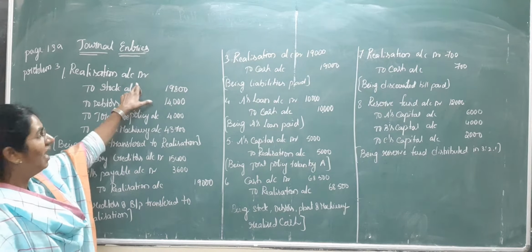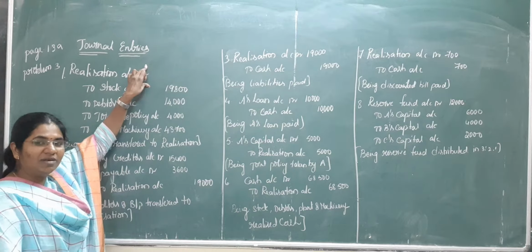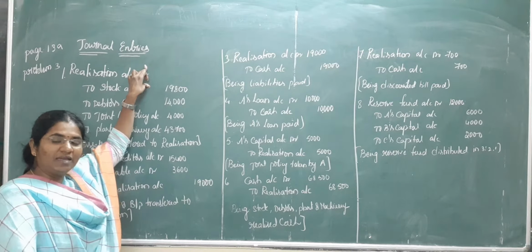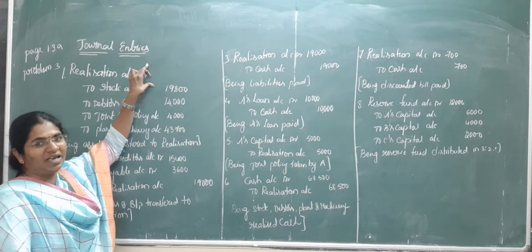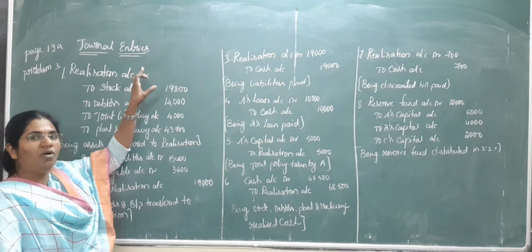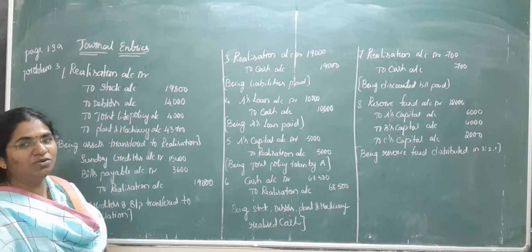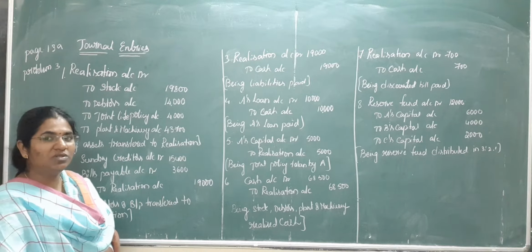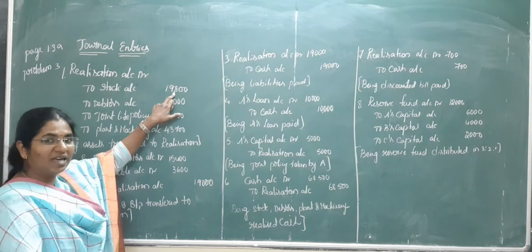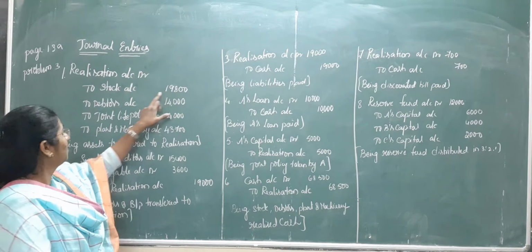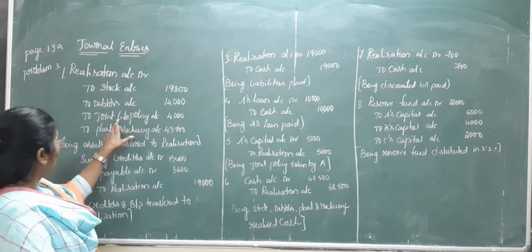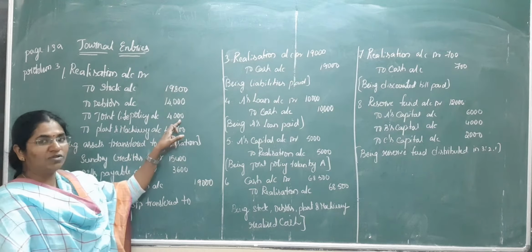Realization account debit: we write this when we transfer all assets except the bank or cash balance that is in the balance sheet. All the remaining assets we have to transfer to realization account. Now check which assets we have transferred: stock account 19,800, debtors account 14,000, joint life policy account 4,000.